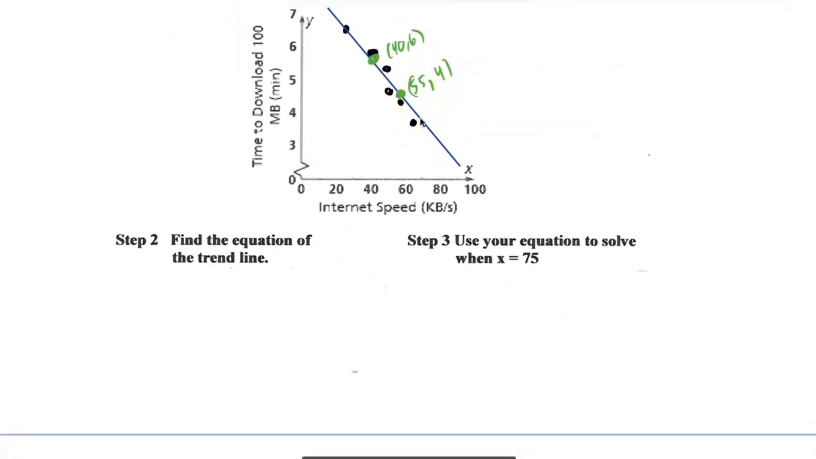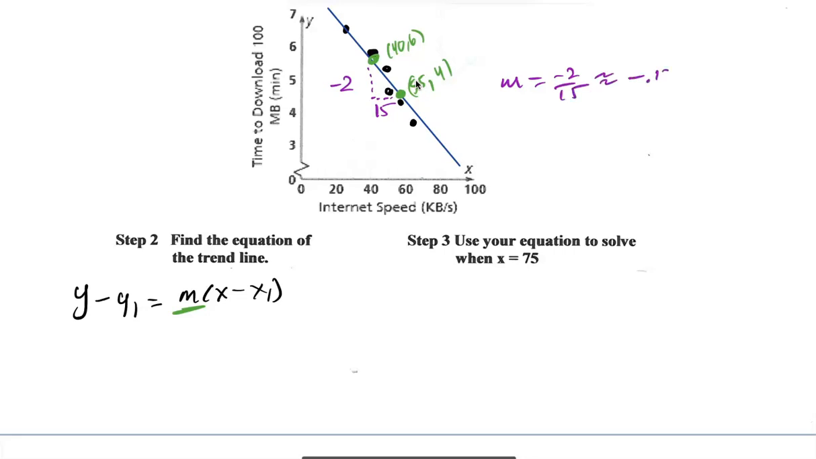And again, just like before, let's write an equation for a trend line. We're going to go, okay, y minus y1 equals m times x minus x1. I need my slope. I'm going to do rise over run. It's a little faster. So like that to like that. In this case, I went down 2, 6 to 4, so -2. And I went to the right 15, 40 to 55 is 15. So my slope would be -2/15, which is about -0.13.